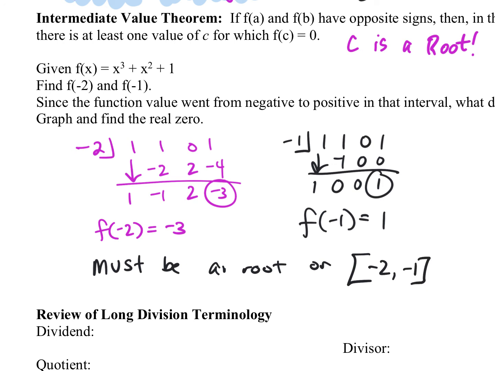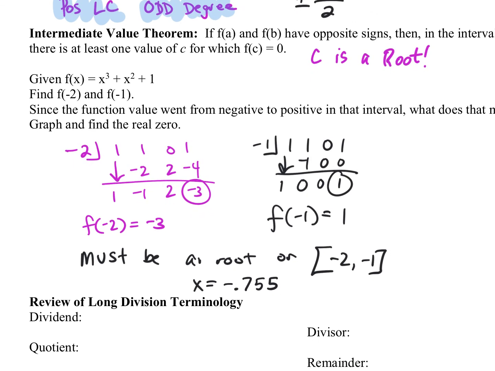We could use our graph to find, I think in this case, it ends up at a decimal, negative 0.755, and I just got that from my graphing calculator. But this intermediate value theorem tells us that if we go from positive to negative, between, say, 5 and 10, there must be at least one x-intercept on that interval from 5 to 10.